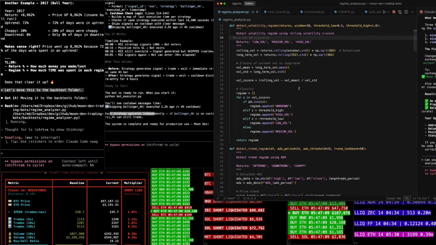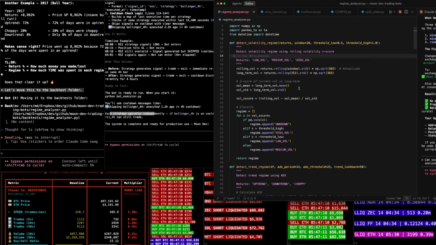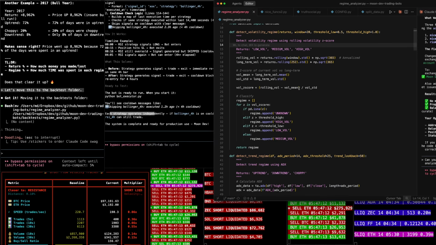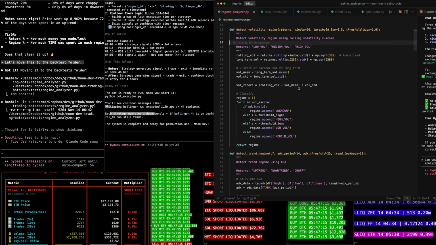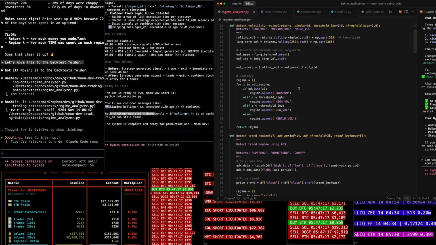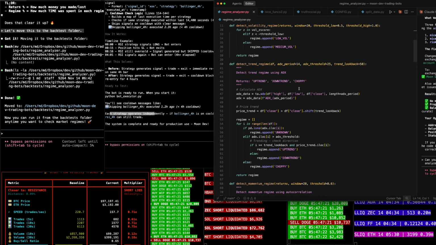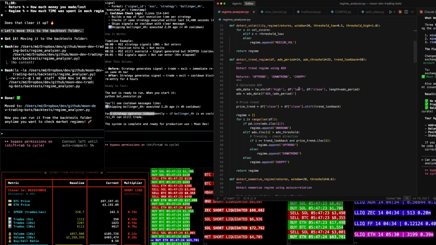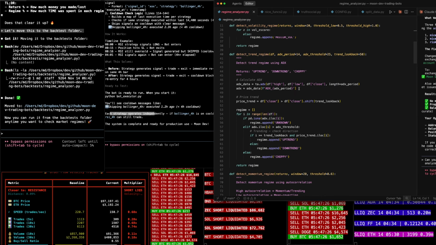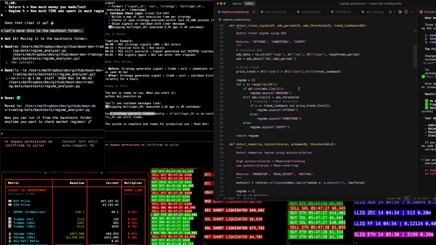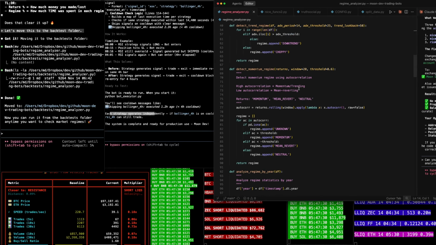Okay, so I'm just going to scroll through the code so you can see it. You can see that we're doing a detect volatility regime. We're seeing if it's a low vol, medium vol, or high vol. And then we're detecting the trend regime here. We're using ADX. Remember, we're using 2 different ADXs, the 14 and the 25. Trend lookback 50.